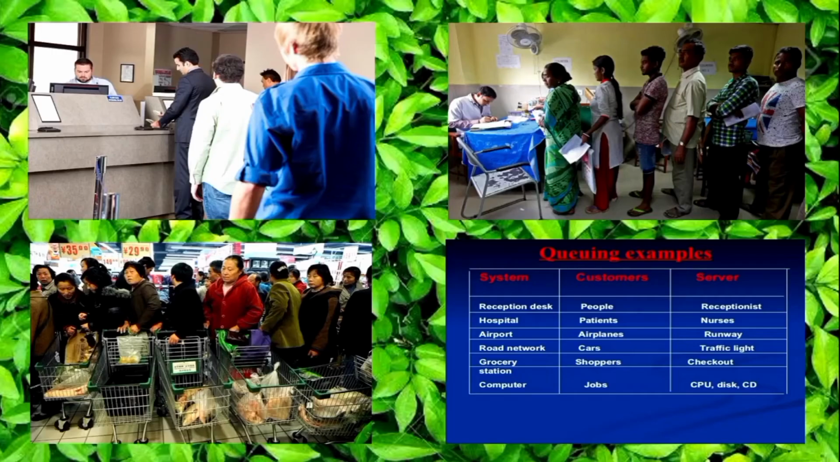For example, in a front office desk, the queuing system is the reception desk, the people are customers, and the server is a receptionist. In a hospital, the hospital is a system, the patient is a customer, and the doctor is a server. In a supermarket, the supermarket is a system, the people are customers and the checkout is a server. A few other examples are given in the table.